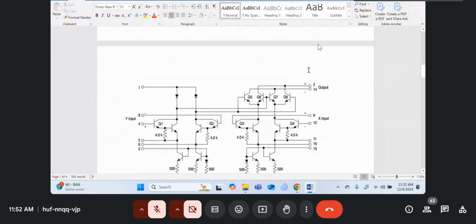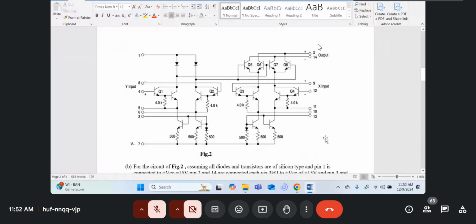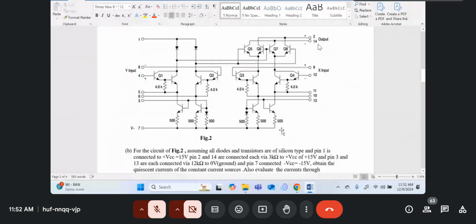Then you're given this. So this is an IC-based multiplier. Of course, everything is not complete, but I tell the students where to connect all this, pin number 2, pin number 14. You can see this Q5, Q6, Q7. These are all Gilbert's multiplier. And when I ask you to find the currents, nobody's able to answer the quiescent current. I've told you that pin number 1 is connected to positive VCC, which is 15 volts. Pin number 2 and pin number 14 are connected via a 3K to positive 15.